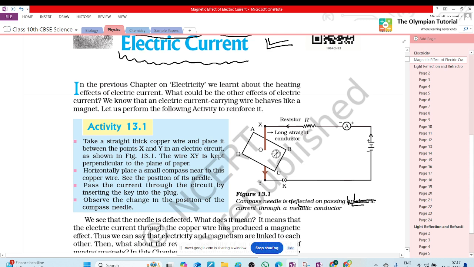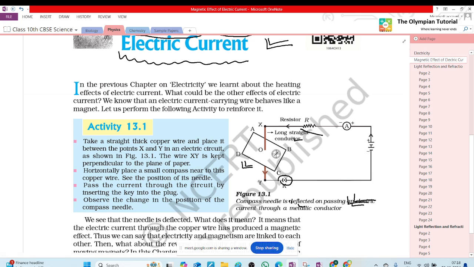This is the resistor. This is the long straight conductor. Can you see? And here, A, B, C, D. What is it? Here a compass needle is suspended. Key. What is the use of key?